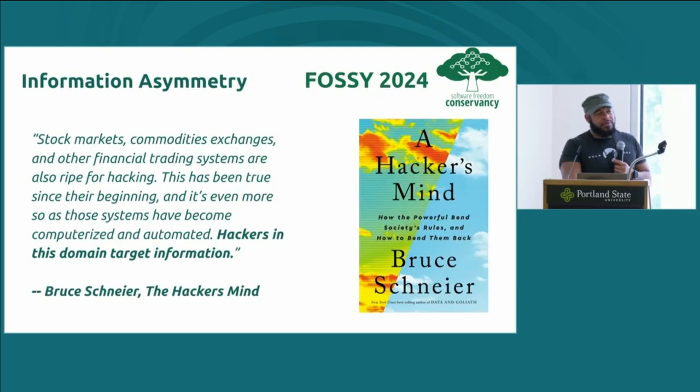And now we're going to move. We're going to have to do a little bit of priming the pump before we get into the next one, because this is going to be a deep dive. Information asymmetry. So we have stock markets, commodity exchanges. This is Bruce Schneier in A Hacker's Mind. He's critiquing and talking about how hackers use information on markets.